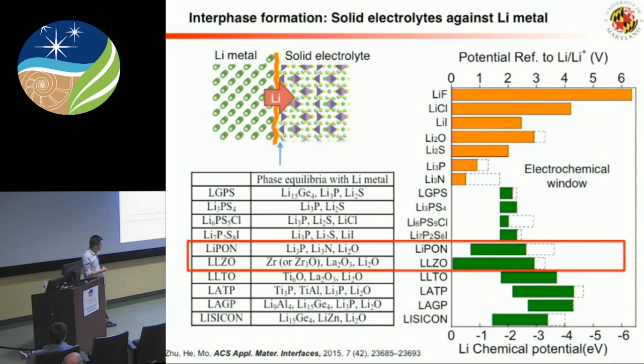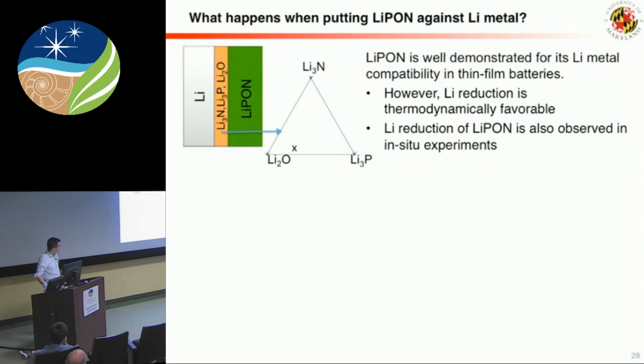Here, what we want to do is look at another material, which is this Lipon material. Lipon is a nitrogen-doped lithium phosphate. This is a very well demonstrated solid electrolyte for thin film lithium batteries. People have demonstrated that with this solid electrolyte the battery goes to very high rate and easily tens of thousands of cycles, with very little degradation.